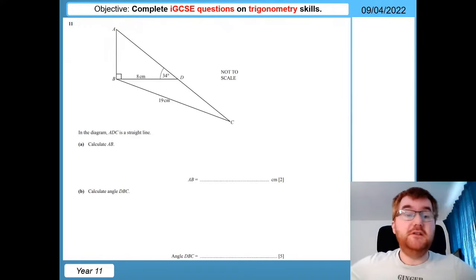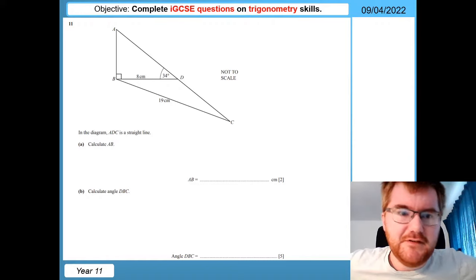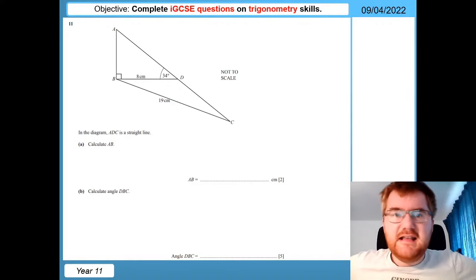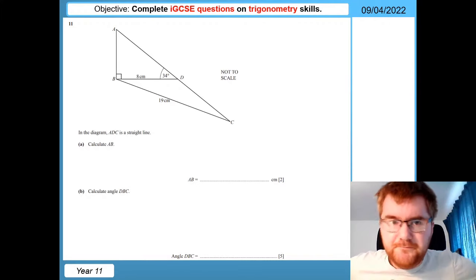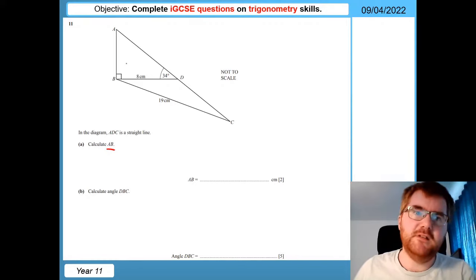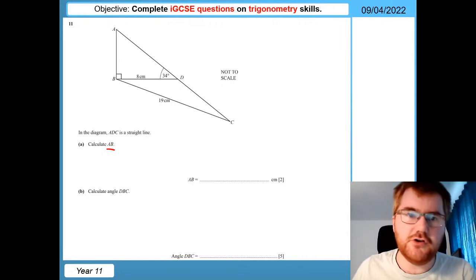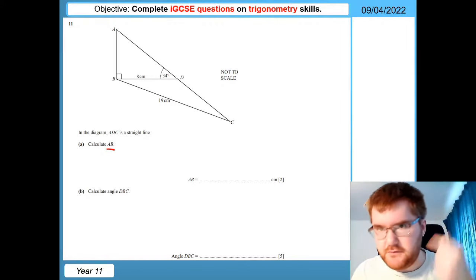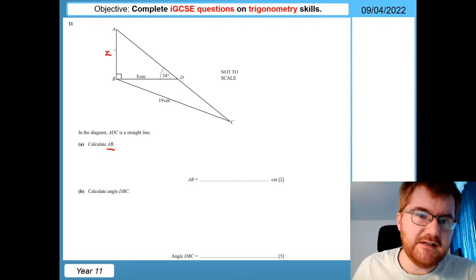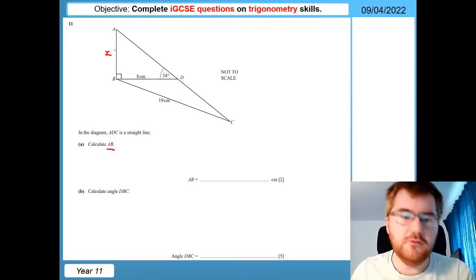Right, let's move on to the other question 11. So 2 question 11s. And in the diagram, ADC is a straight line. Now that is important a bit later on. The first thing we need to do here is calculate AB. So as soon as you see this right angle triangle, you need to be thinking Pythagoras or trigonometry. Here we have one side and one angle, looking to find another side. So trigonometry is called for.